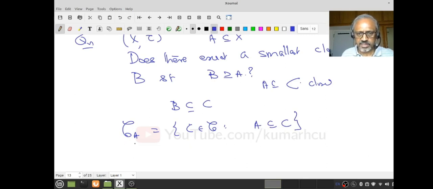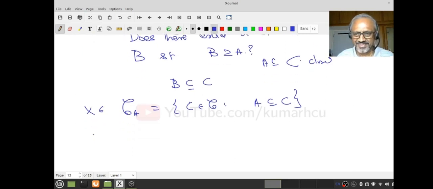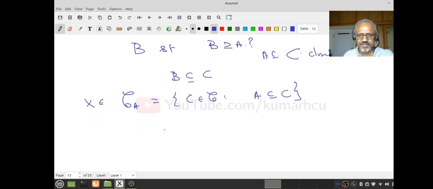Is this set non-empty? Of course it's non-empty, because X is always there. Do you see the pattern? Subgroups, ideals, vector subspaces, closed sets: everything is the same thing. The full set has to be an element there. Therefore, what do I do?